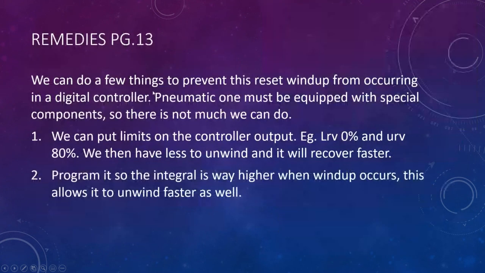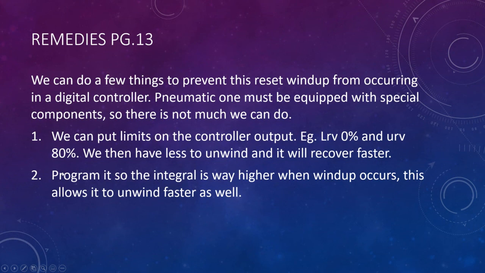So how do we deal with that reset windup? We can do a few things to keep it from happening, particularly in a digital controller. In a pneumatic one, of course, it has to be equipped with some special components, so there's not a bunch we can do unless it's set up that way. But digitally, we can do a couple of things. First, we can put limits on the controller output. For example, we can make the lower range value 0%, and the upper range value 80%. That means the valve will only open to 80%. Thus, we will have less to unwind later, and it will recover faster.